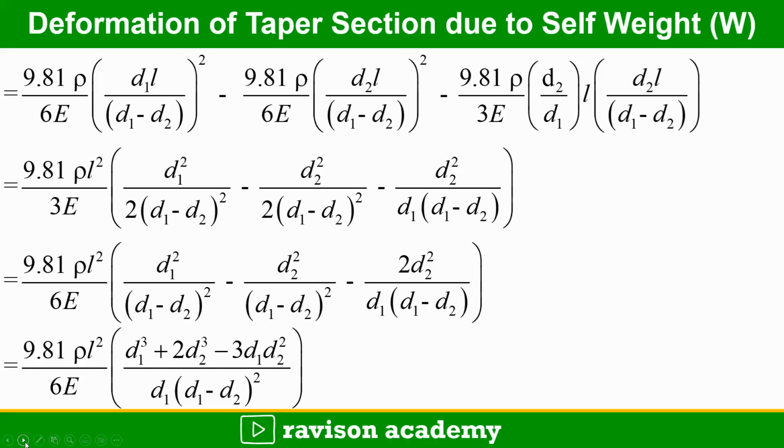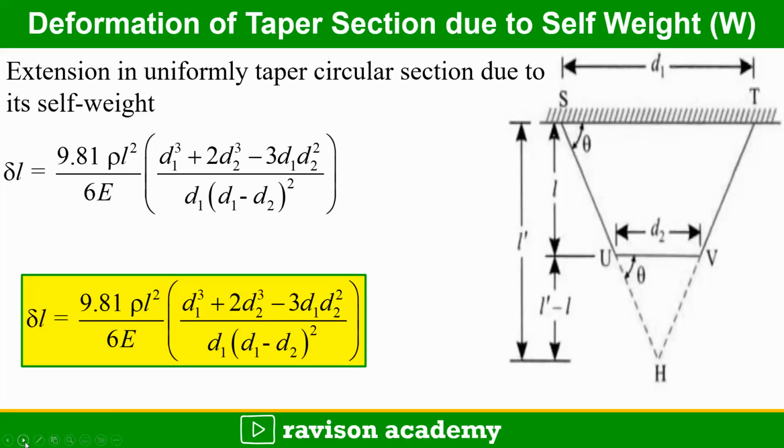So on rearranging, we'll be getting the equation as 9.81 rho L square by 6E into D1 cube plus 2 D2 cube minus 3 D1 D2 square divided by D1 into D1 minus D2 the whole square. So the extension in the uniformly tapered circular section due to the self weight, the final equation is del L equal to 9.81 rho L square by 6E into D1 cube plus 2 D2 cube minus 3 D1 D2 square by D1 into D1 minus D2 the whole square.